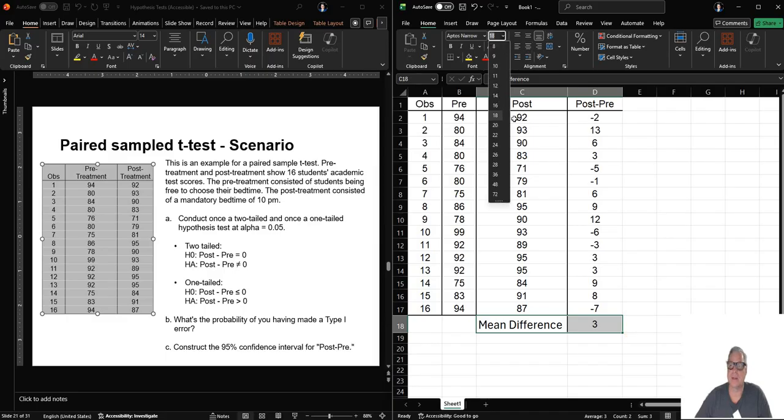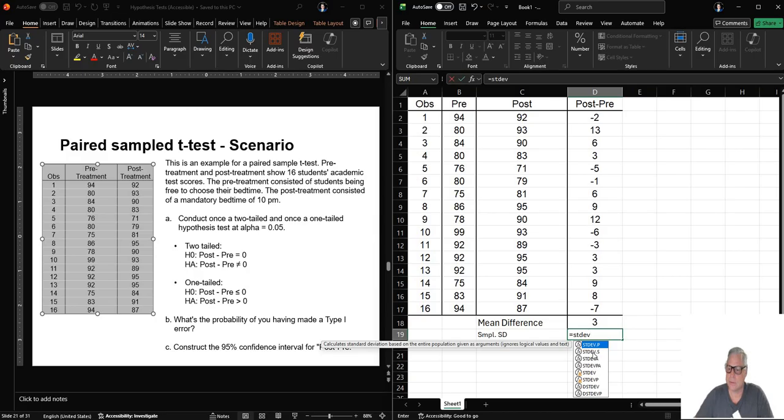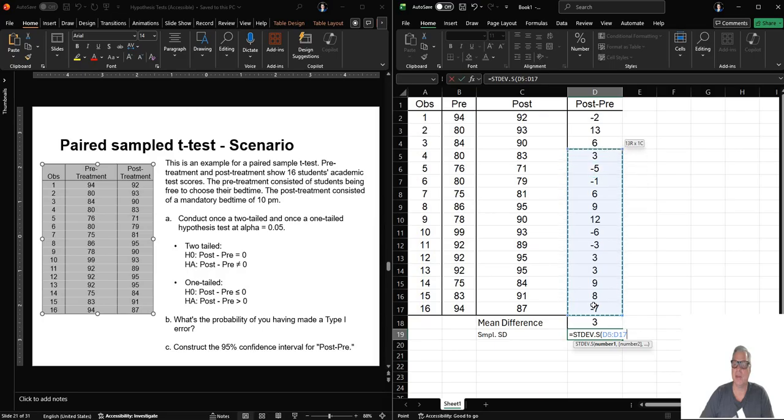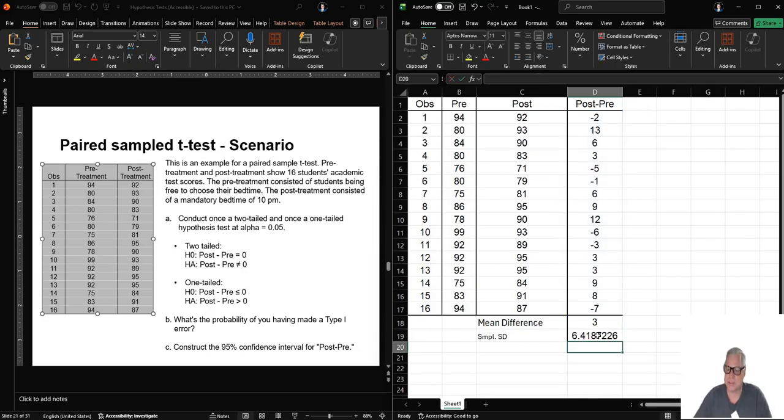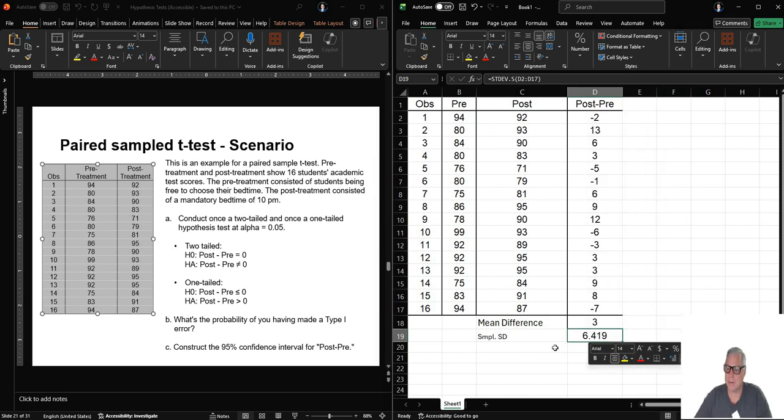Let's make that smaller. Let's also calculate now the sample standard deviation. That is equal to STDEV.S, and then we highlight everything from D2 to D17. So the sample standard deviation is 6.419.